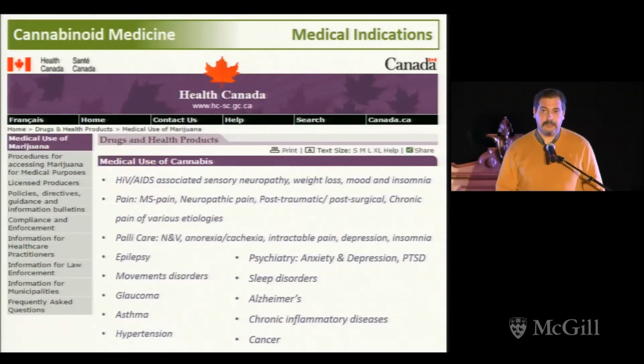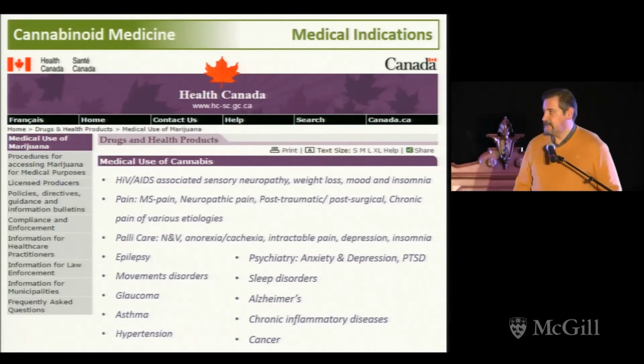Health Canada has suggested some indications to guide us clinicians to find the best candidates. And again, as I said, pain is probably one of the most important ones. But there are many others.